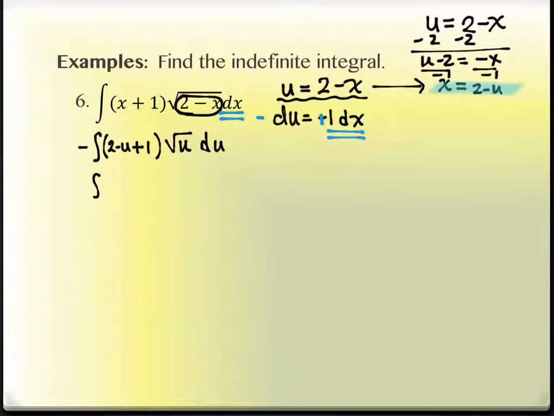So let's clean things up just a little bit from where we are. I have 2 and I have 1, so that's 3. So this is 3 minus u. I have a negative out here in front. I have square root of u du. If you wish, I'm going to go ahead and distribute the negative through, so this is now u minus 3 square root of u.